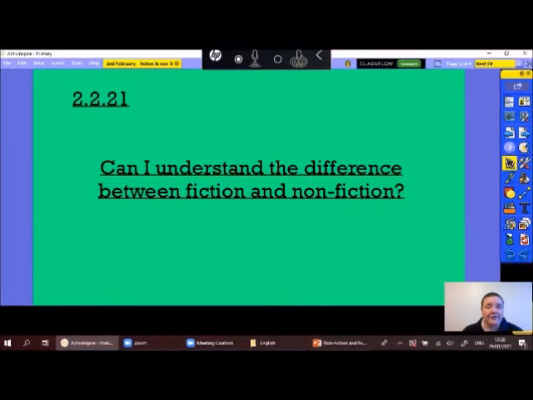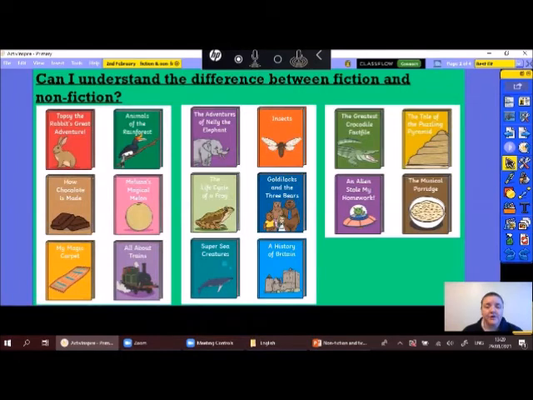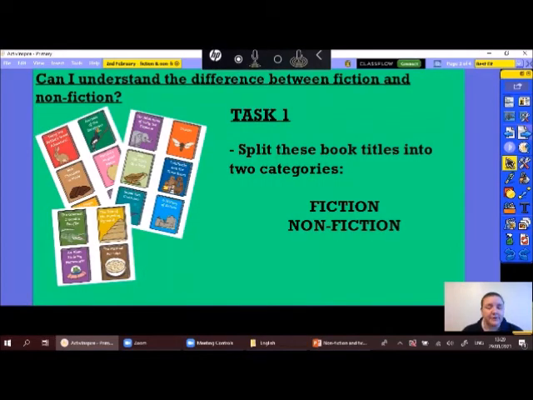Right, now we have a good understanding of the difference between fiction and non-fiction. Let's see what we'd like you to do today. If you look on Google Classroom today, you'll find a document that has pictures of all of these books. What we'd like you to do is have a look at the titles and the covers and see if you can work out what types of books they are, whether they're likely to be fiction or non-fiction, and put them into two groups.